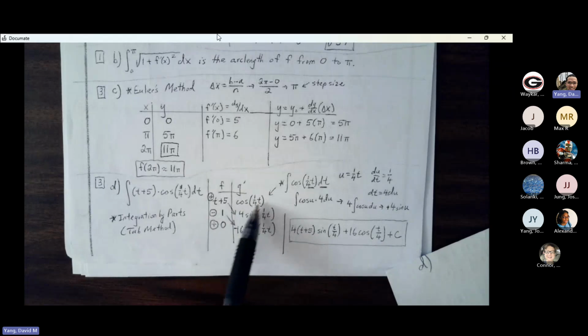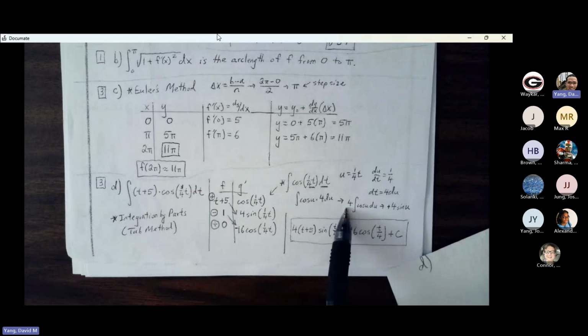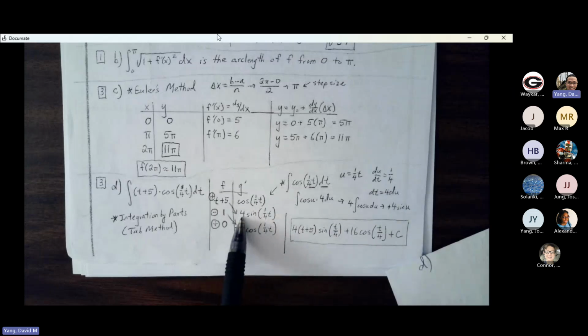This side, we have to be careful here. We're taking the antiderivative, which means that our u substitution of 1/4 t is going to keep producing a 4 over and over again. So the antiderivative of cosine is sine, but the coefficient that's going to pop out is 4. Then sine's antiderivative is a negative cosine. Another 4 pops up, so that becomes negative 16.